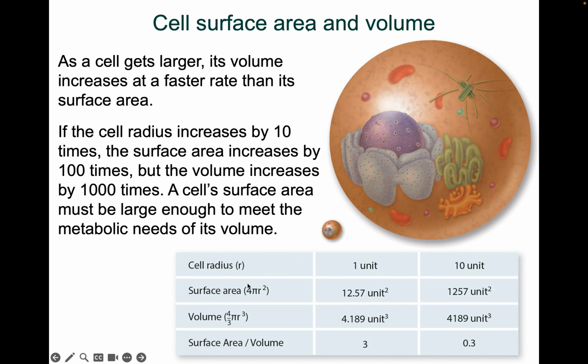And if you want to calculate surface area and volume, surface area is this equation, while volume is this one here. So let's imagine you have a cell that is 1 unit. If you calculate it, you will have 12.57 units squared. That's the surface area. And then volume will be 4.189 units cubed. So in general, there's much more surface area to volume. If you put this in a ratio, it's going to be 3, meaning there's much more surface area to volume. And for cells that are very small, this is what they have: a much higher surface area to volume ratio.